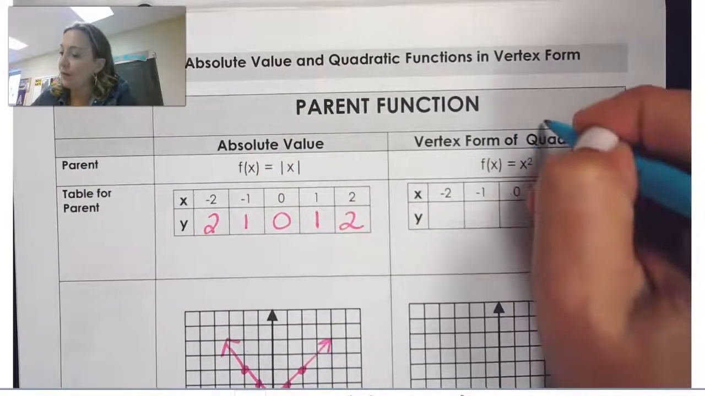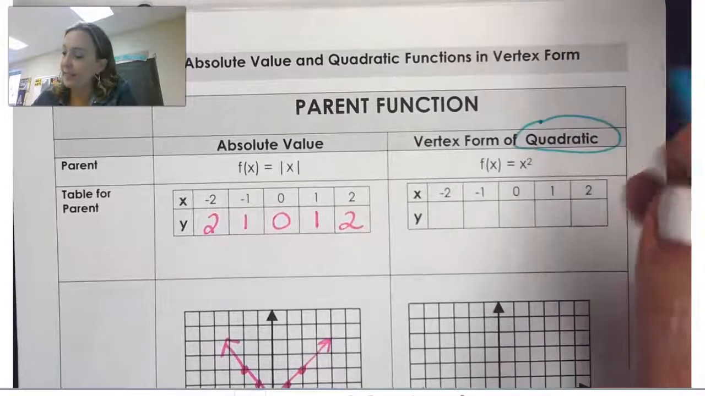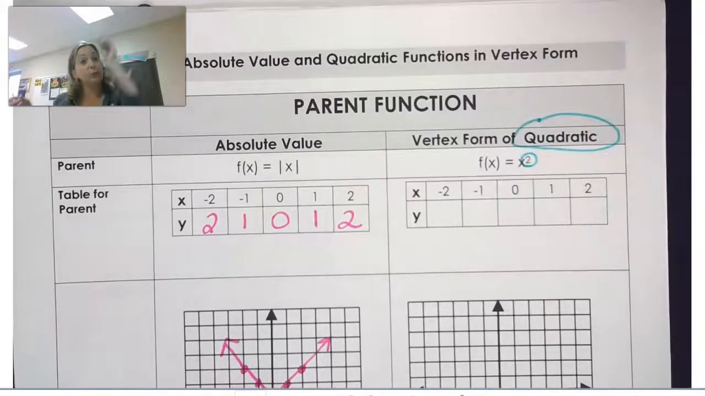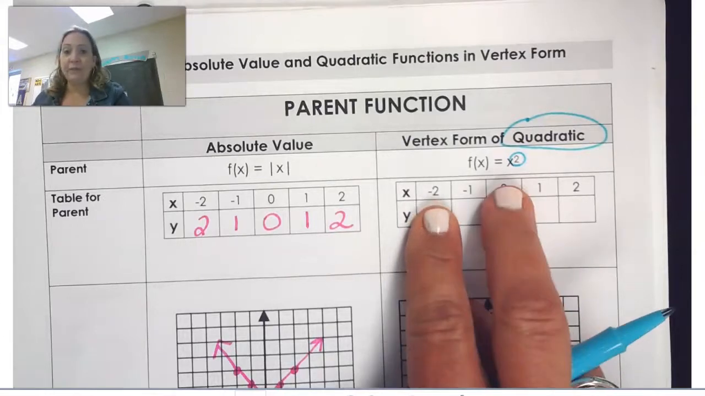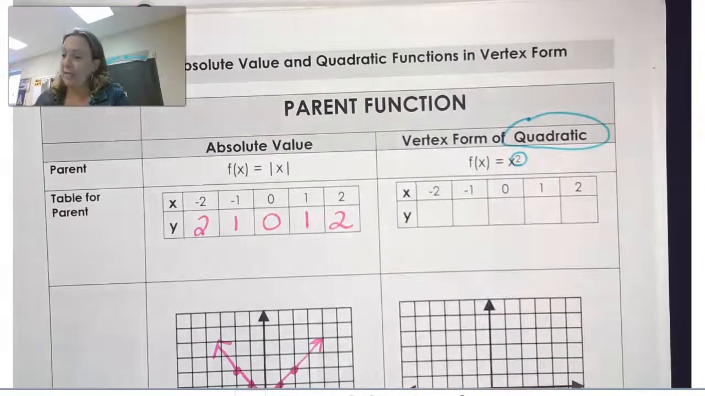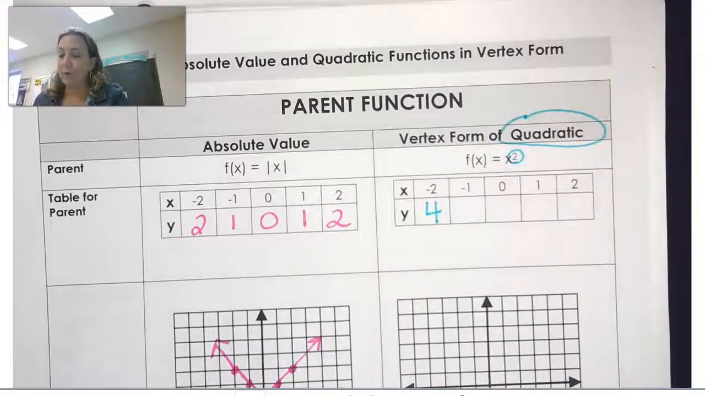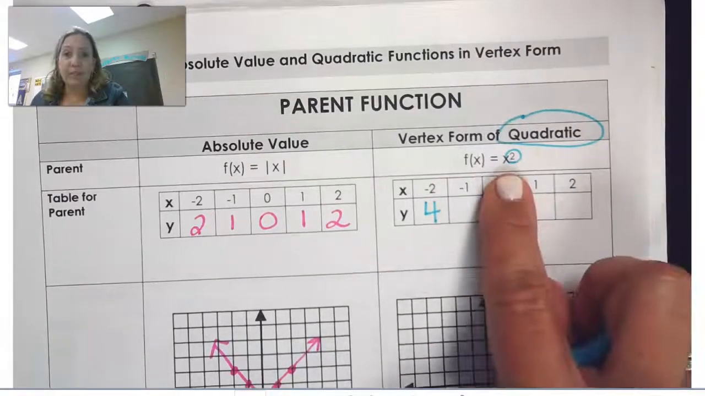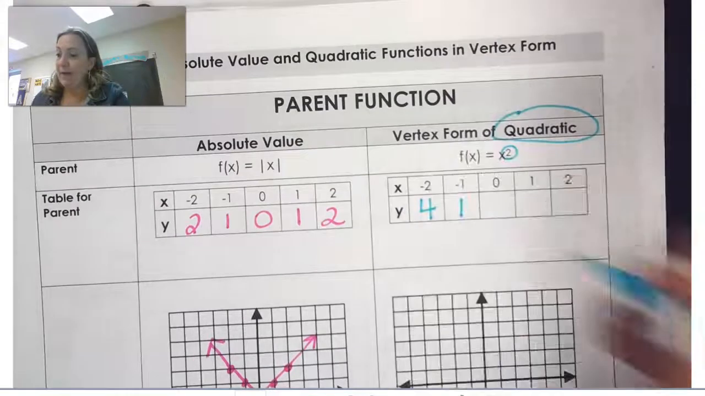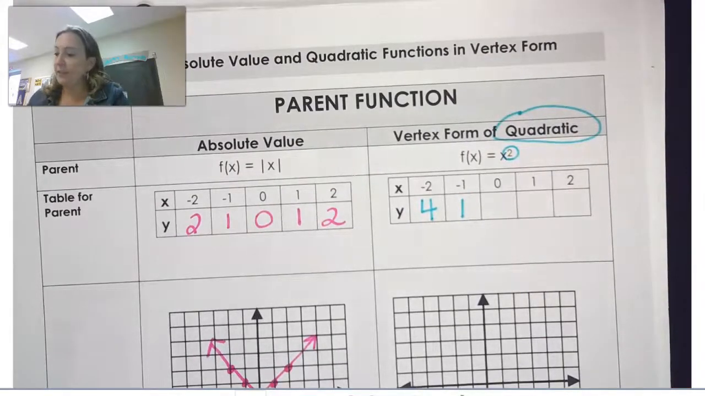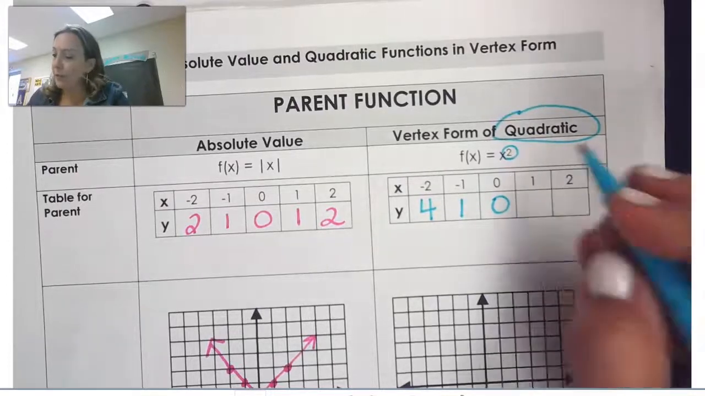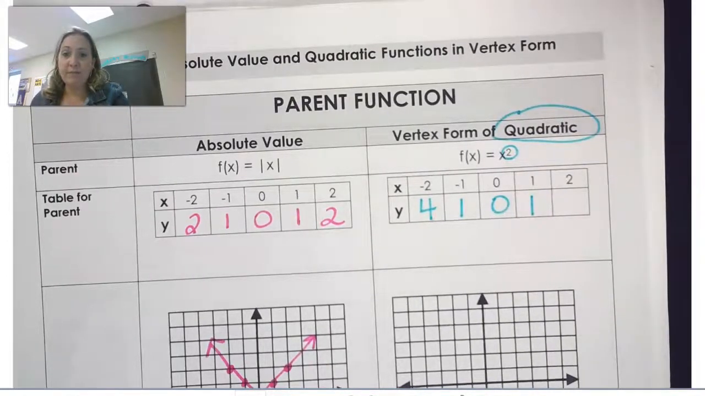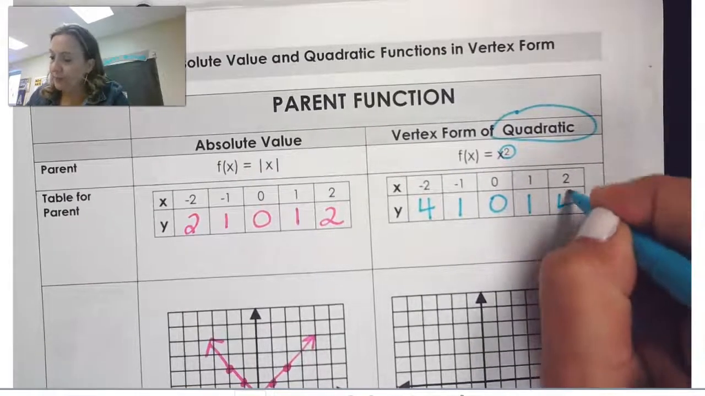When we have a quadratic function, we're going to notice that we have an exponent of 2 on our variable. And if we were to put in these values, -2 squared means -2 times -2, which is +4. -1 squared is -1 times -1, which is +1. 0 squared is 0 times 0, which is 0. 1 squared is 1 times 1, which is 1. 2 squared is 2 times 2, which is 4.